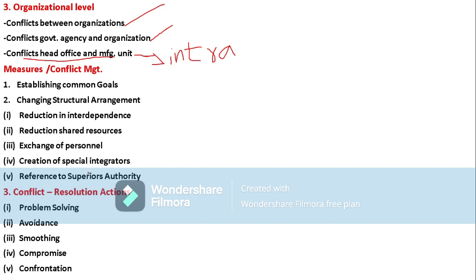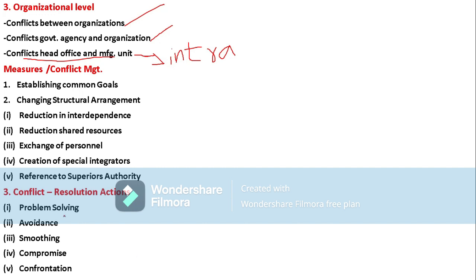And the other one is reference to superior authority. Reference to superior authority means conflicts may be resolved through the hierarchy system. If resolution cannot be attained by two members, they may take the issue to superiors, who resolve the conflict and make a decision. Such a decision is usually accepted by organizational members because of the recognized superior authority of the high-ranking individual. They have to listen to the superior. So this is also another measure to reduce conflict.